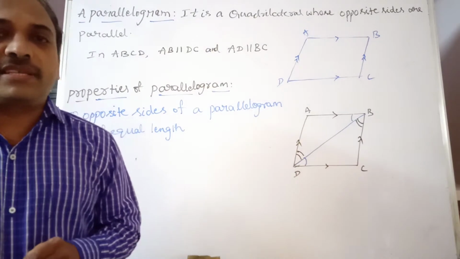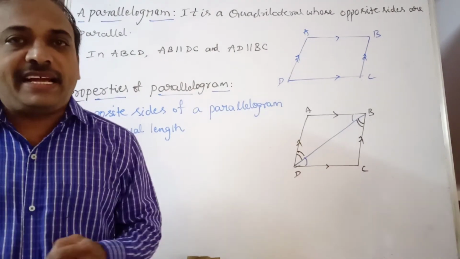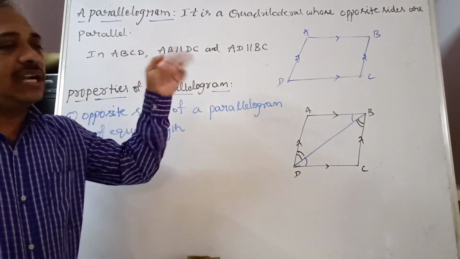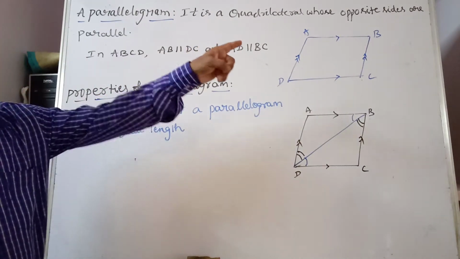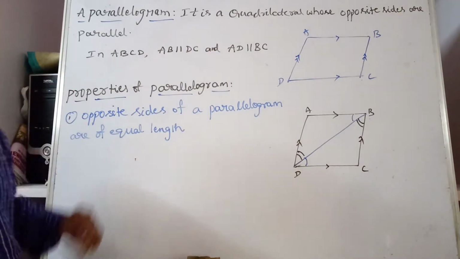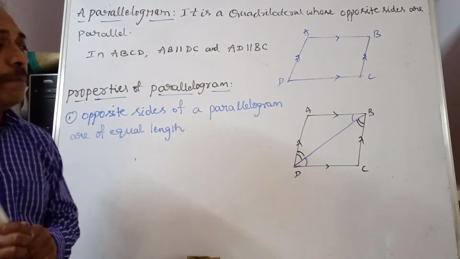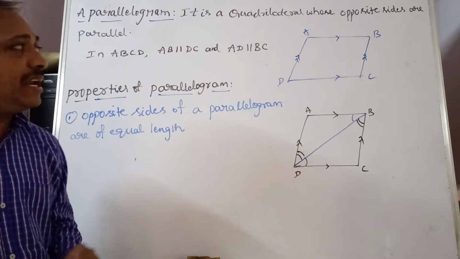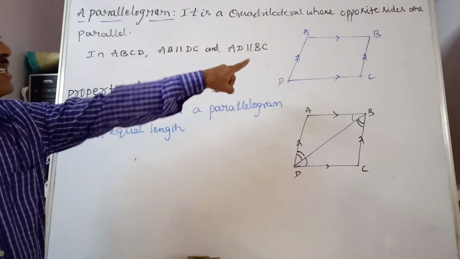Now we are going to discuss the types of quadrilaterals. In that, a parallelogram. A parallelogram is a quadrilateral whose opposite sides are parallel. So it is also a quadrilateral, but one whose opposite sides are parallel.